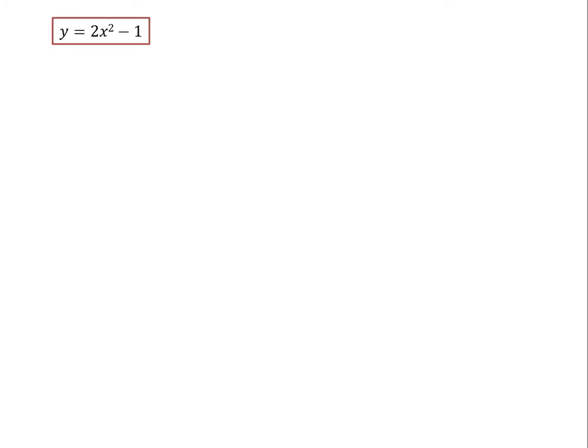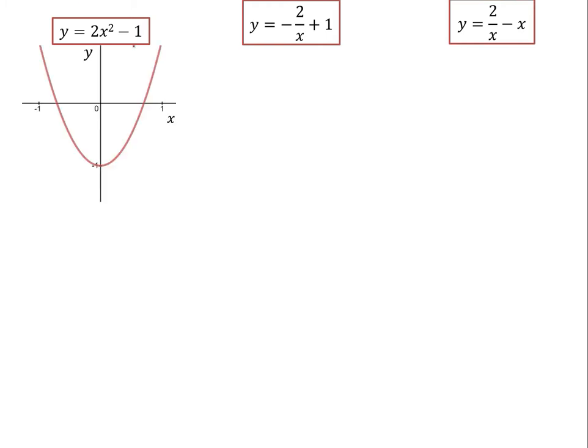The first one is y equals 2x squared minus 1. The second one is y equals negative 2 over x plus 1. The third one is y equals 2 over x minus x. So the first one, can you imagine quadratic? The graph is a smiley face. The graph looks like this.